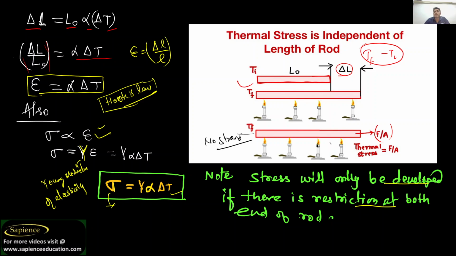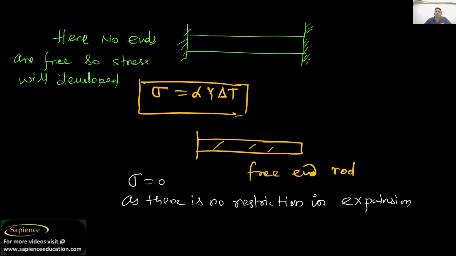In spite of heating, we don't get thermal stress here, so thermal stress is equal to 0 in this case. But as we restrict it from both sides, what will happen? It tries to expand, but due to the restriction, stress will be developed. We are putting heat from this side, heat will be given, and stress will be developed.